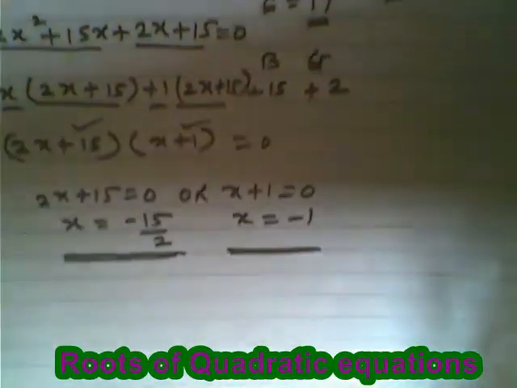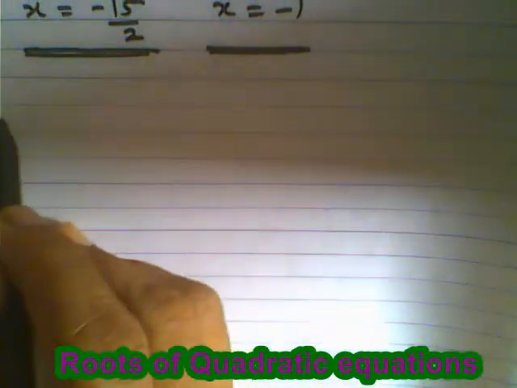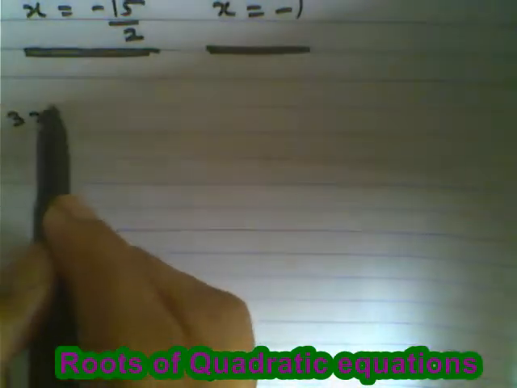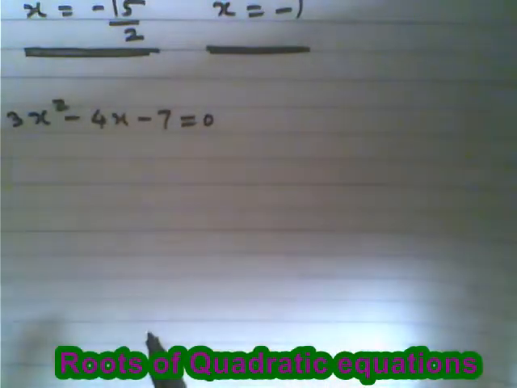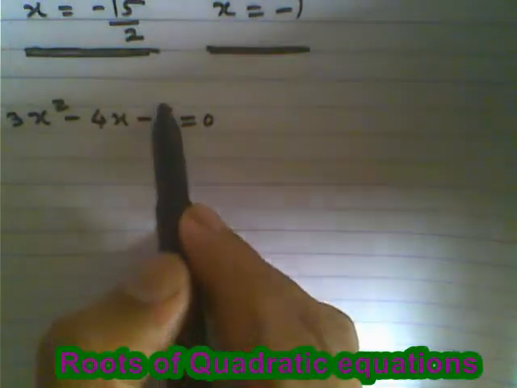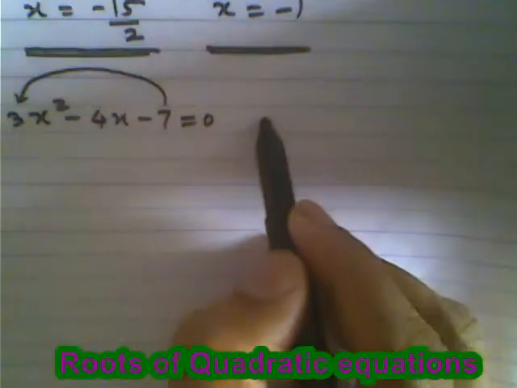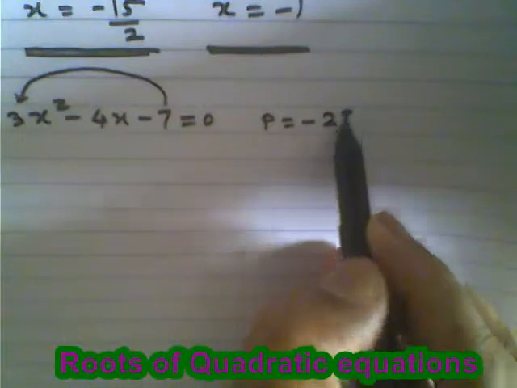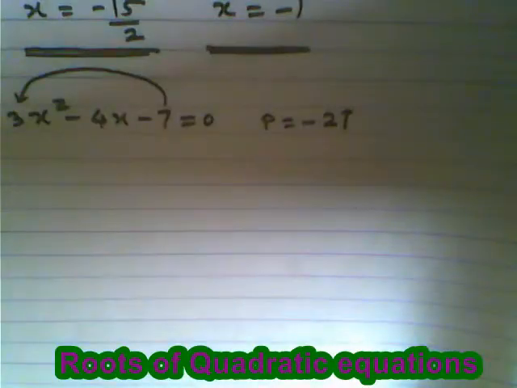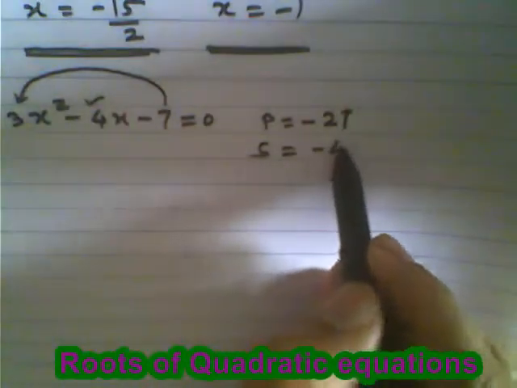Now dear friends, we will take another question. See here, it is 3x square minus 4x minus 7 is equal to 0. As usual we multiply the constant term and the coefficient of x square. So the product we require is minus 21, 7 threes are 21, and the sign will be minus. And the sum is the middle term, and that is equal to minus 4.